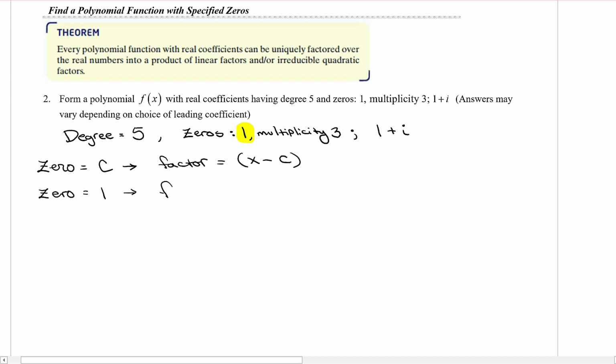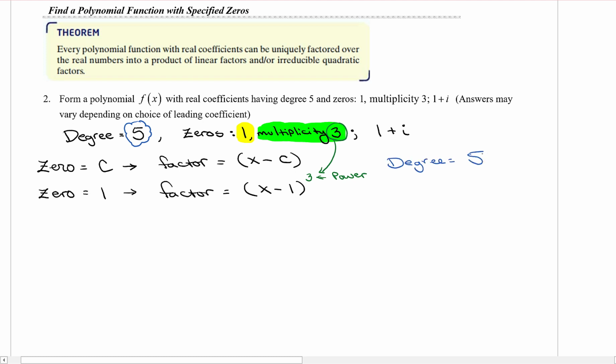We have a zero of 1, which means we have to have a factor of x minus 1. Now, because they told us that the multiplicity was 3, we need to have 3 of these factors. So the power on this x minus 1 is going to have to be x minus 1 quantity cubed. It's got to have a power of 3, because that's what shows multiplicity 3. Now, this is degree 5. If I've already got 3 factors that represent 3 of my zeros, imagine I took that 5 and went 5 minus 3 and ended up with 2.